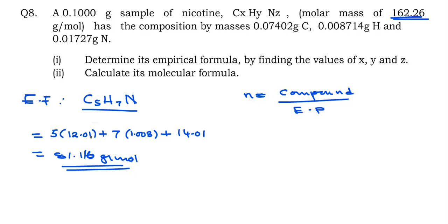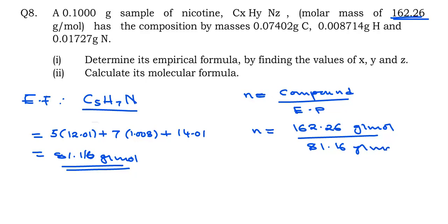Okay. So the molar mass of the compound is 162.26 gram per mole. Alright. Over the empirical formula, the molar mass is 81.16 gram per mole. As you can see, gram per mole will cancel here. So dividing this, we are going to get the number of moles to be, which is actually 2. Alright.